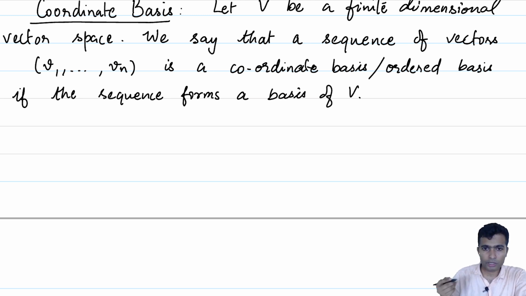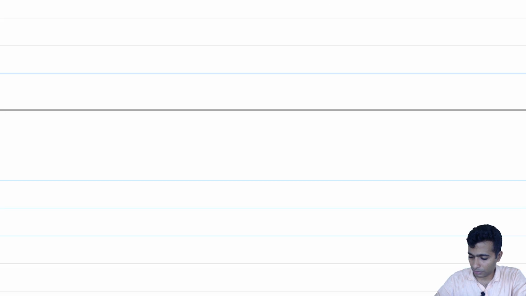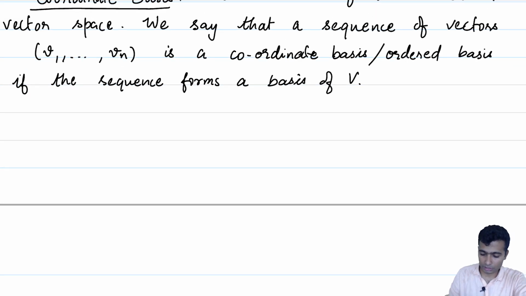So from your knowledge of real analysis, you would realize that if two elements in a sequence are interchanged, the sequence has technically changed. So that is exactly what will reflect here as well. So if the order in which we consider the basis changes, the coordinate basis changes, even though the vectors needn't have changed. So let's give a few examples to illustrate all that we just saw.